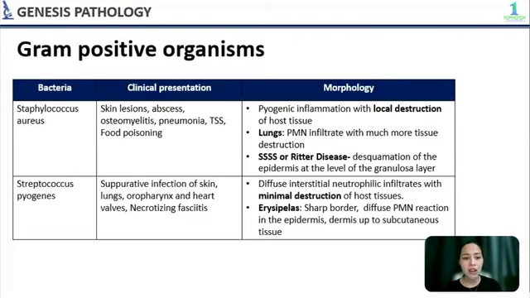We'll discuss staph and strep. So Staph aureus is the cause of several skin lesions like abscess. It can also cause sepsis, osteomyelitis, toxic shock syndrome, and food poisoning. Staph aureus causes pyogenic inflammation with local destruction of host tissue. Because the inflammation is pyogenic, you can expect the findings to be usually predominated by polymorphonuclear cells or neutrophils.